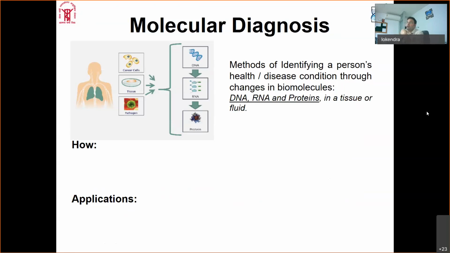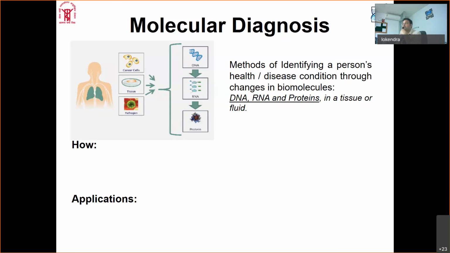So overall, molecular diagnostics is the method of identifying a person's health or disease condition through changes in biomolecules, and these biomolecules could be DNA, RNA, and protein, right? These changes can be seen either in cells, which can be isolated from a tissue through invasive procedures, or in body fluids, for example urine, or in blood samples, plasma, or sputum, everything.